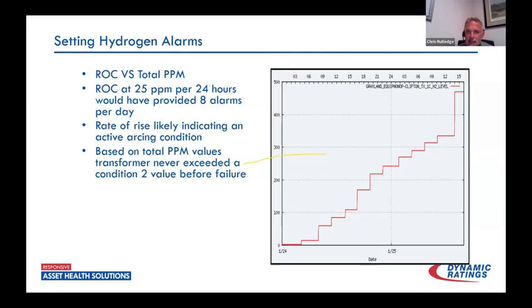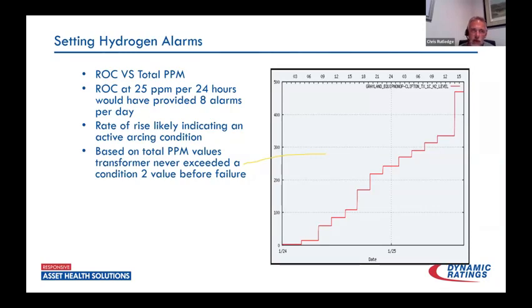And in this case, if we were to say a rate of change at 25 parts per million per 24 hours, this alarm would come in at any point during a day that the hydrogen value went up 25 parts per million over 24 hours. And ideally, I would want to have this alarm at different levels.